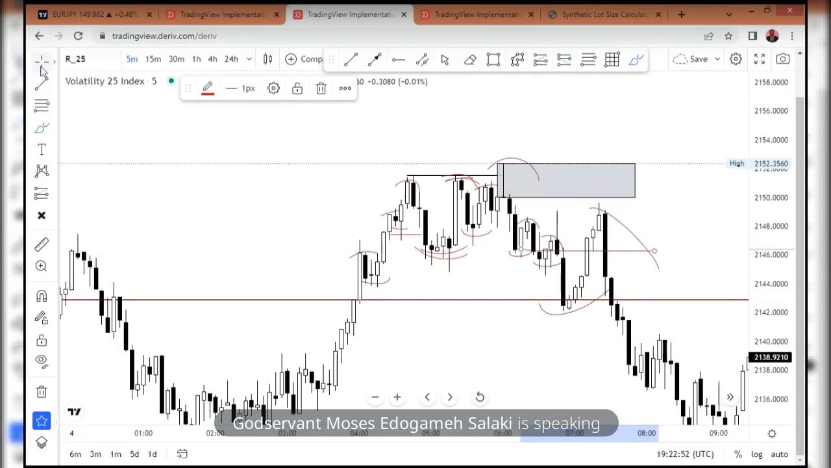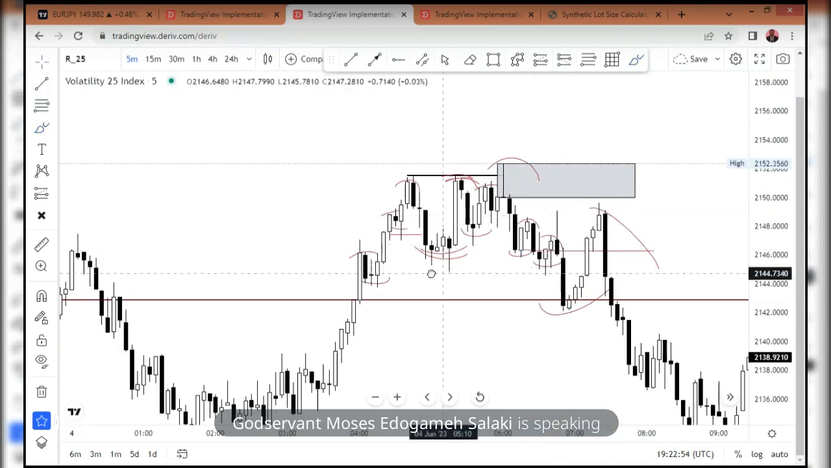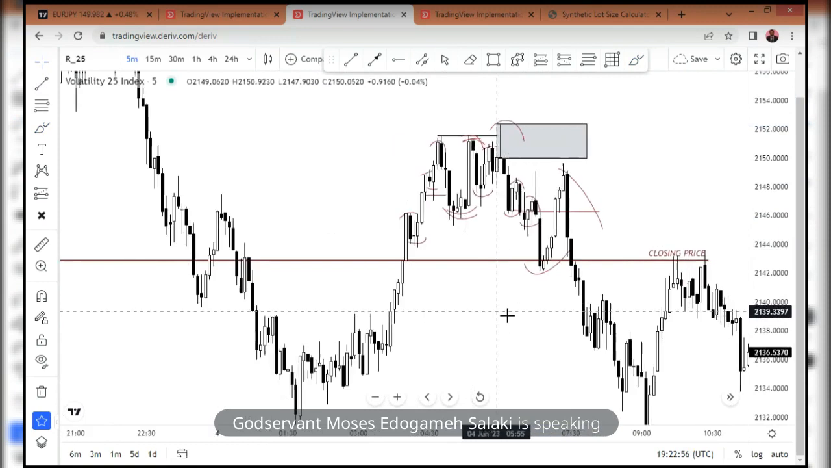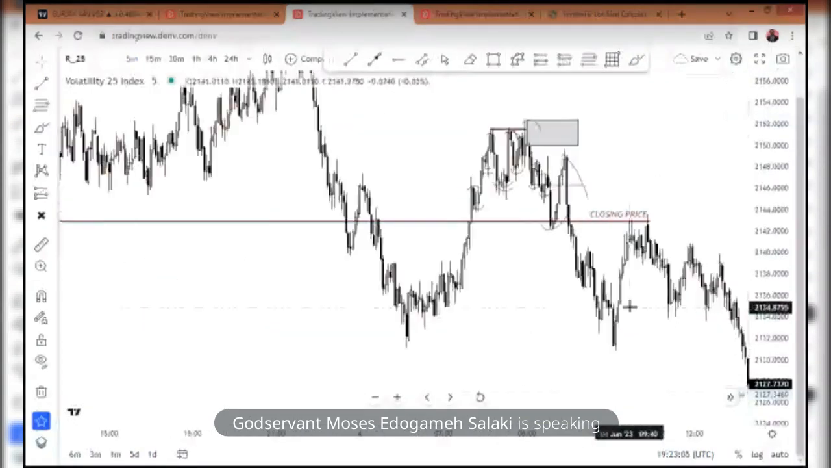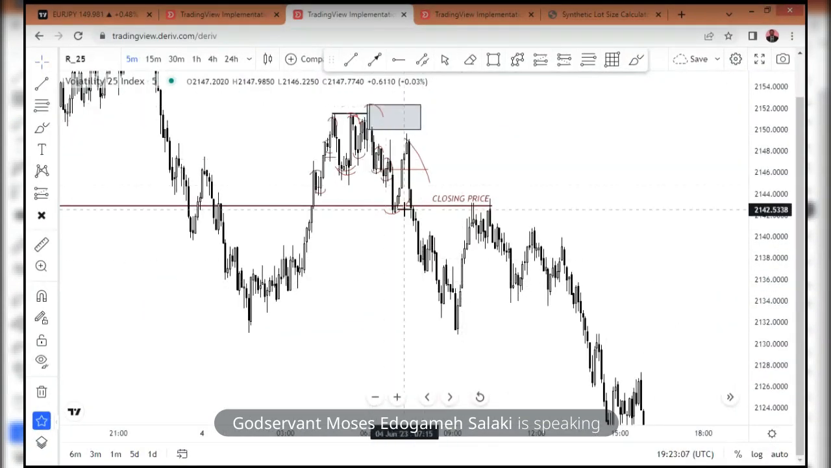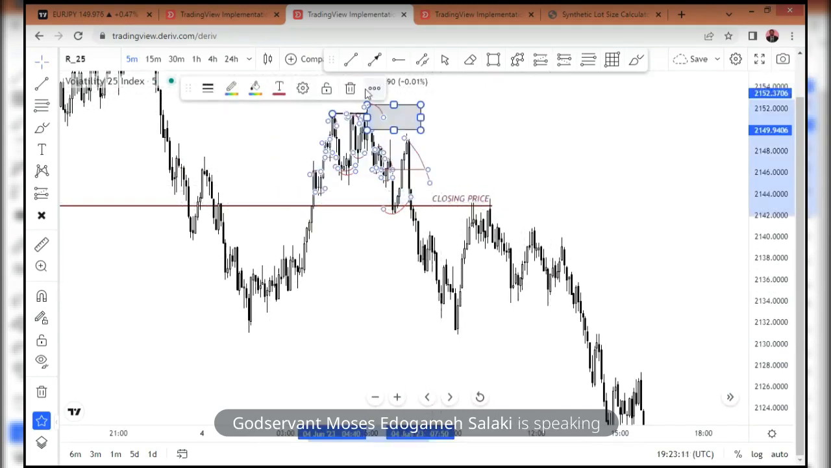This is 5 minutes. What could you possibly risk? What could you possibly lose? If you play this imbalance, get entry here, stop loss on this high. You'd have gotten at least a 1 to 3. You must get a 1 to 3 from this formation. Let's check the next candle.